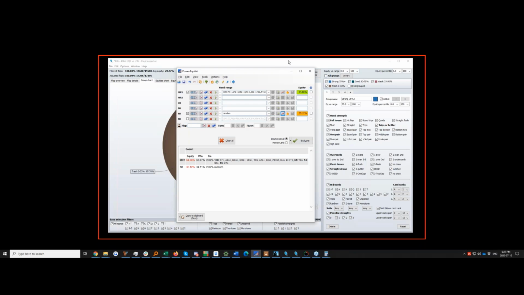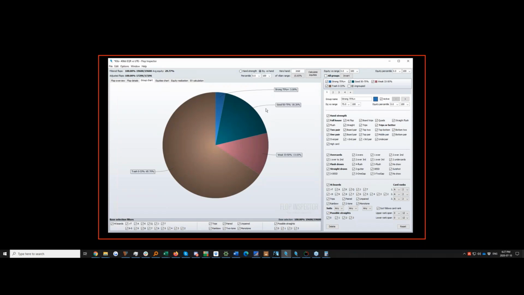So, going back here to Flop Inspector, with this we can very easily visualize how our equity is going to be distributed. So with a hand like Jack 6, 65%, 66% of the time, so almost two thirds of the time, you'll be just check folding because you have nothing.